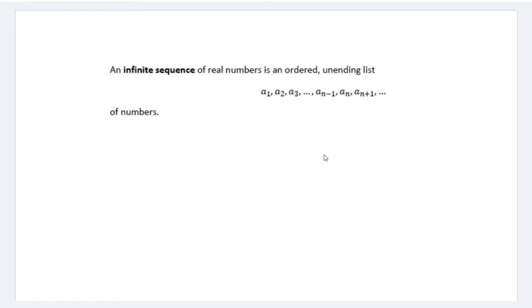So we would denote that by a1, a2, a3, and so on, up to a(n-1), an, a(n+1), and so on. And these are all, of course, numbers. You would notice here it says ordered because the first term would be our a1, the second term is a2, and so on. We have the (n-1)th term is a of n minus 1, the nth term is an, and the next term to that is a(n+1), and so on. It is unending because, of course, it is infinite, so it goes on forever.